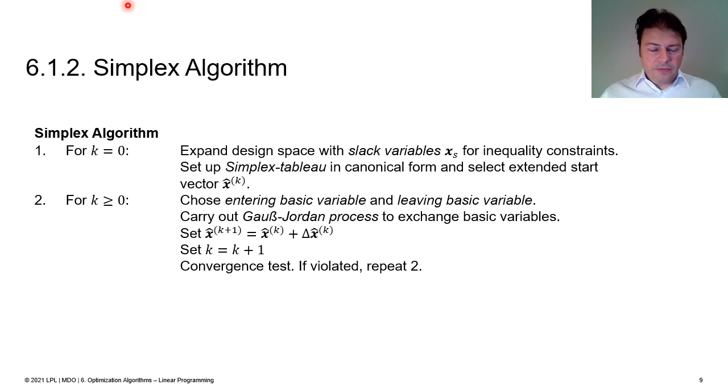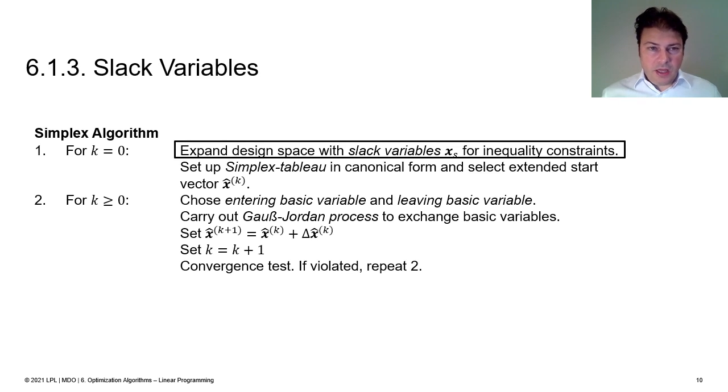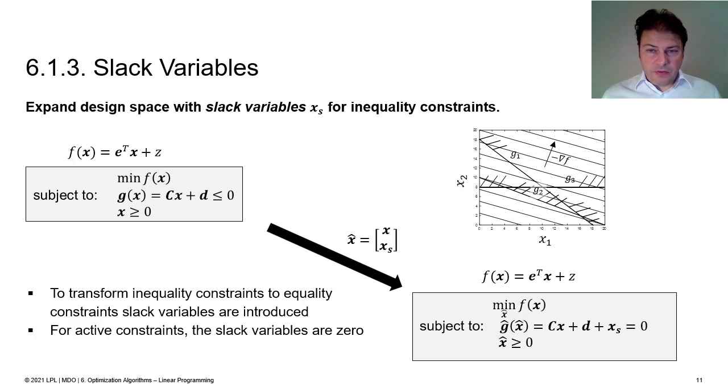So in the beginning, we need to set up the optimization problem such that we can work on it. And the first step for this will be to expand the design space using so-called slack variables to turn inequality constraints into equality constraints. And this is the way it is done.